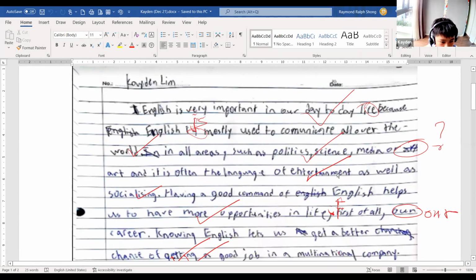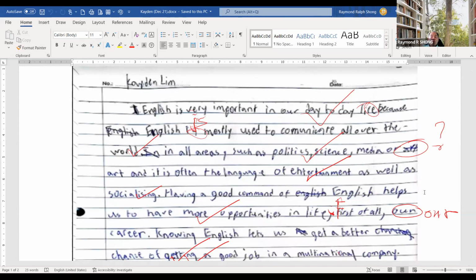English is very important in our day-to-day life because English is mostly used to communicate all over the world. I like the first part you wrote, Kaden. It is true. You give people the impression to stand out. So you bring a message across to tell people, hey, hello, excuse me, listen up. Why do I say English is important? Because it's used for communication, no? You don't believe me, huh?